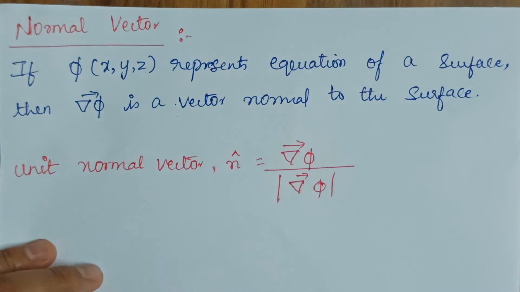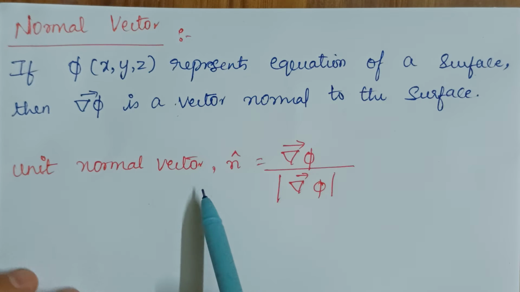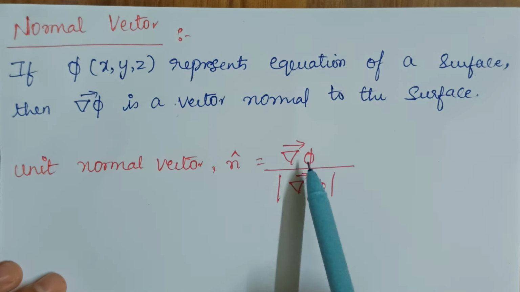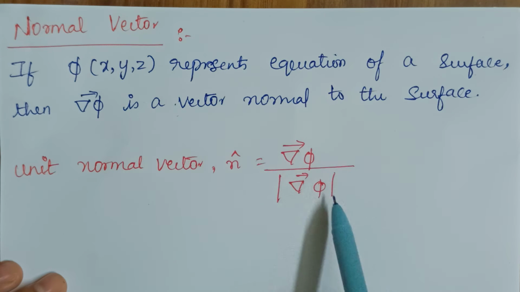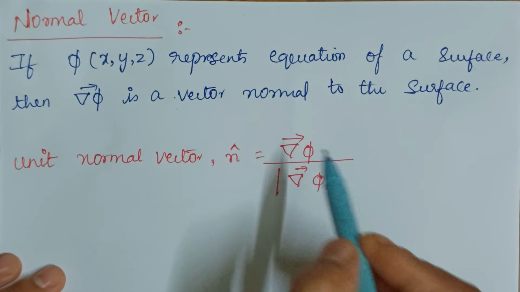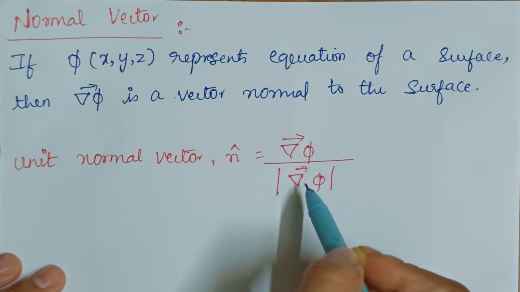Okay, and the unit normal vector is represented as vector del phi divided by the magnitude of vector del phi. All right, so this arrow mark is nothing but the representation of a vector.